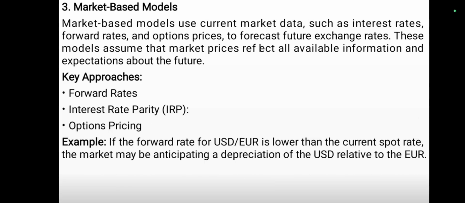Next, the market based model. The market based model is a model that uses current data, such as interest rates, forward rates, and option prices like put option or call option prices, to forecast the future exchange rate. We have approaches like the forward rate, which is a contract rate. Then the international parity, where we have interest rate parity theories that we'll study in later slides. Then option pricing. These are all the key approaches used in market based models, which use current market data.